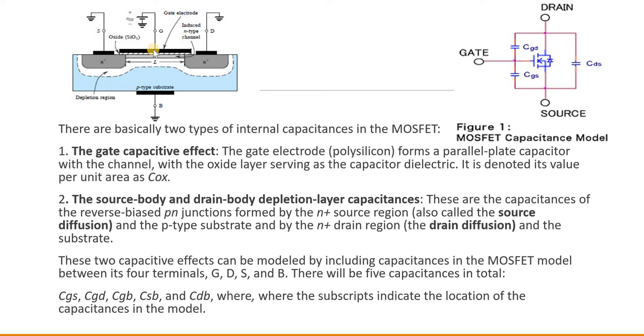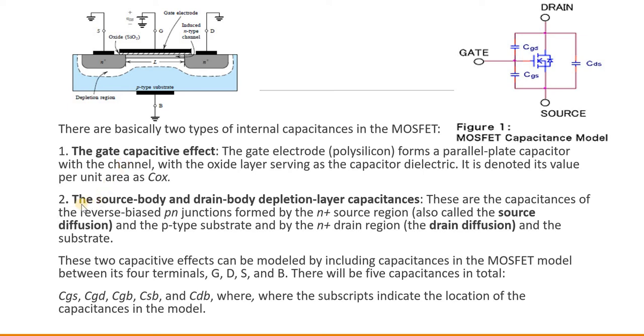So one end of the capacitor will have the gate electrode, and the other end of the capacitor will have the channel. In between this channel and the gate electrode, we have an oxide layer which acts as a dielectric. Its value per unit area is denoted as COX, where the subscript OX represents the oxide layer capacitance. It is called gate capacitance.